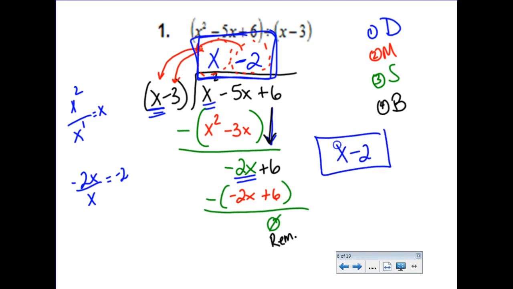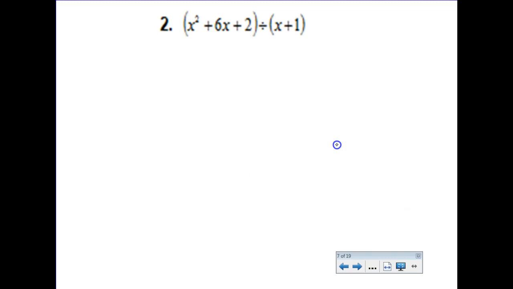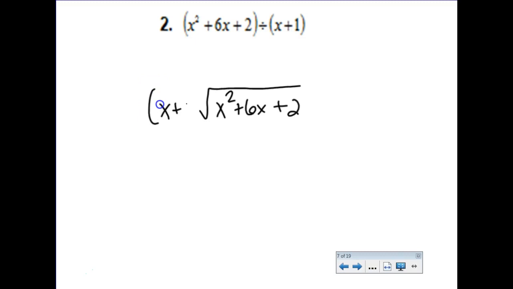That was kind of fun, right? All right, let's try another one. X squared plus 6x plus 2 is being divided by x plus 1. So, the dividend, x squared plus 6x plus 2, goes underneath the division symbol. Your divisor is out here, x plus 1. Like I said, parentheses. I think they really help and they encourage the distribution.